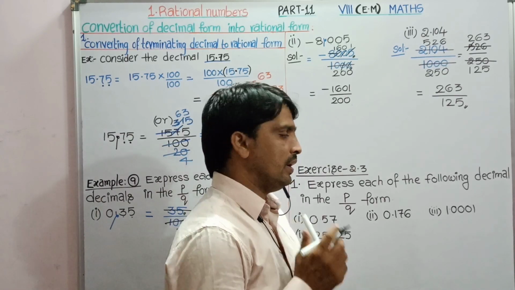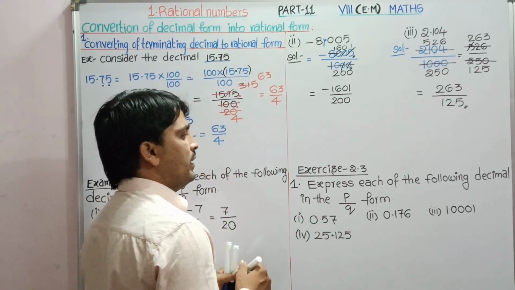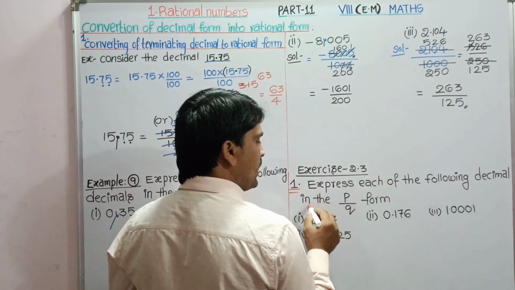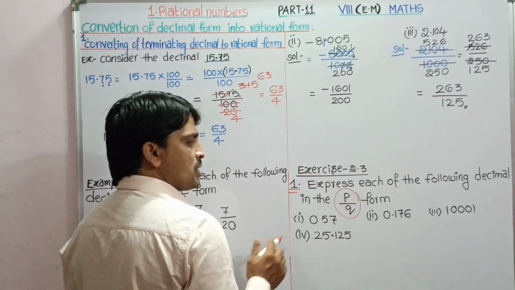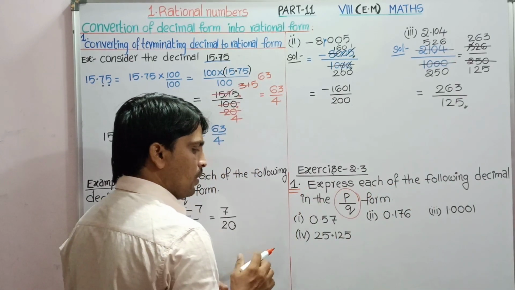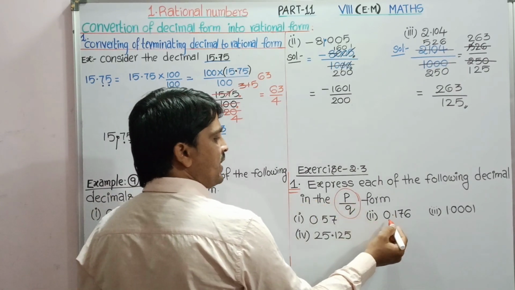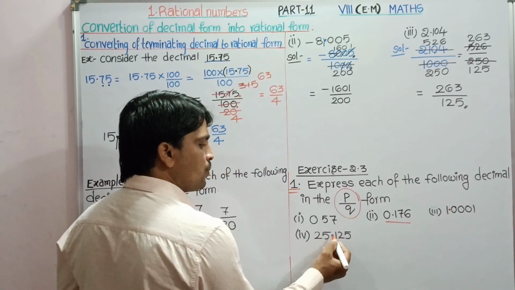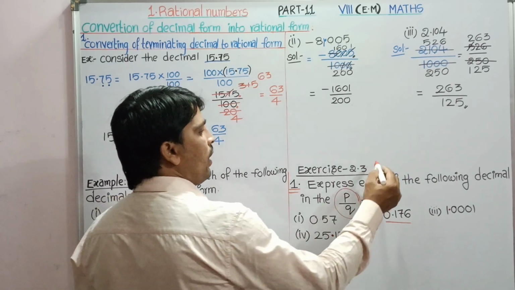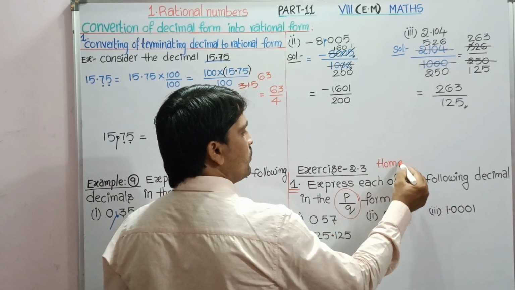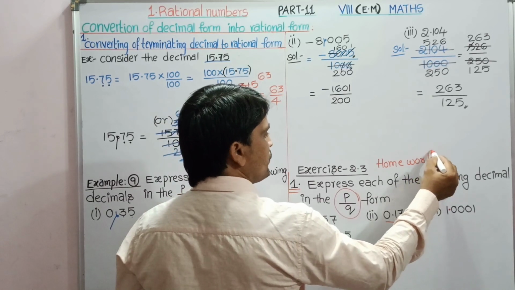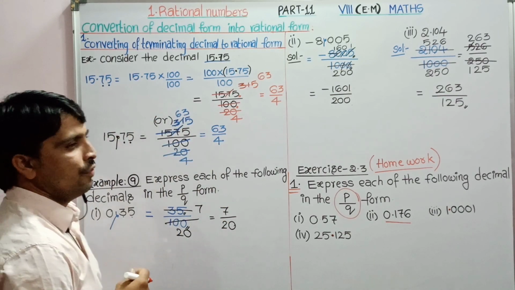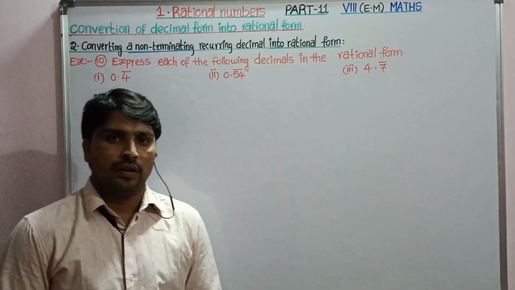Okay students, exercise 2.3, first bit. Express each of the following decimals in the p by q form. First question 0.57, second question 0.176, third question 1.001, fourth question 25.125. Okay, this is homework for you. Try it yourself, using example 9 and example 15.75 problem. Okay, next, the second one.